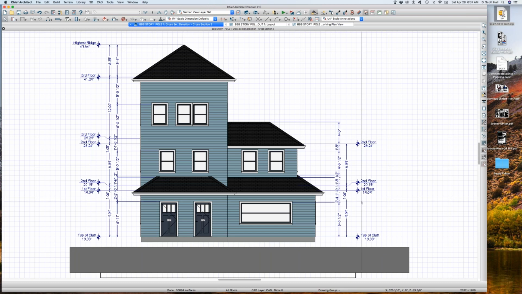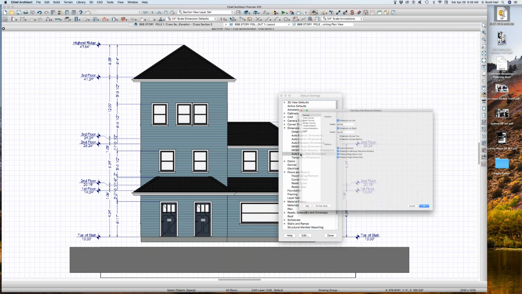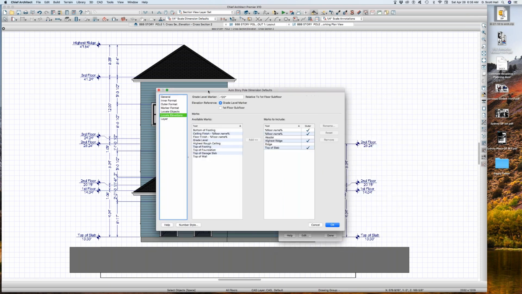I got the top of slab, first floor, second floor. That should probably read second floor ceiling. Maybe. You think? And first floor ceiling. I think I like that. So I'm just kind of playing around here. You guys do whatever you want to do. You know that. But dimensions, auto story pole dimensions, locate elevations.